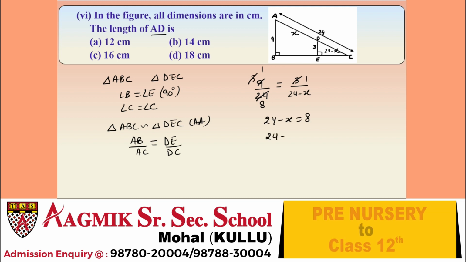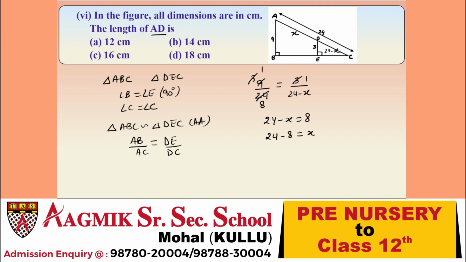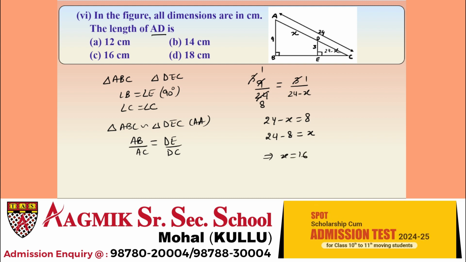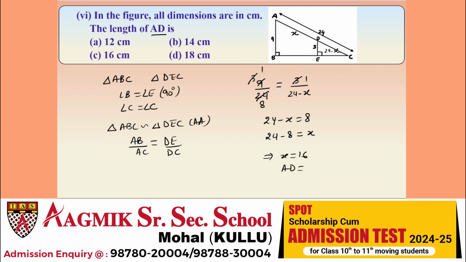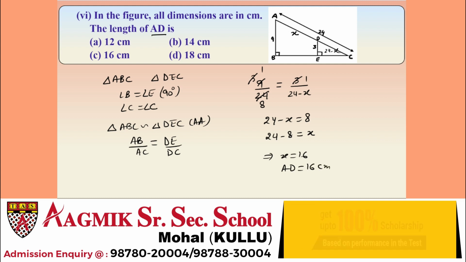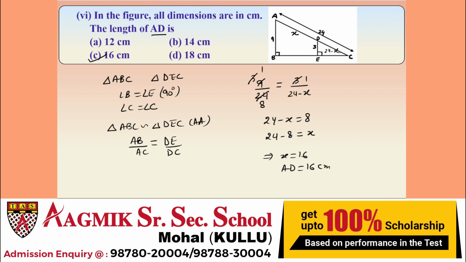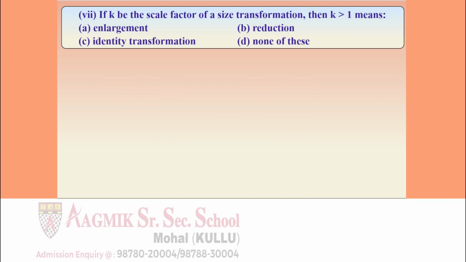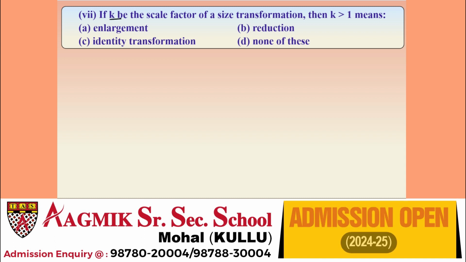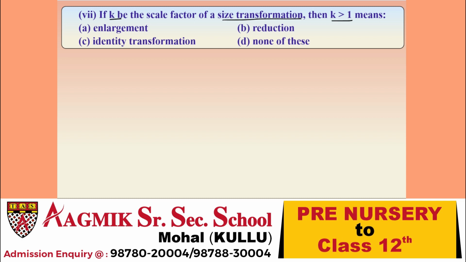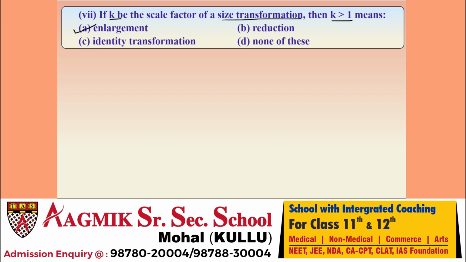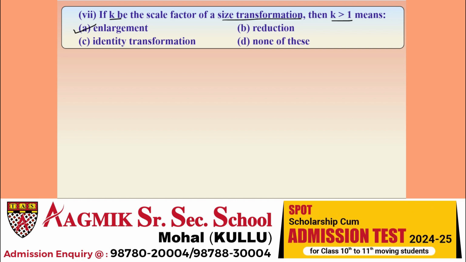So 24 minus 8 would be equal to x. So that means your x will be equal to 16, which we had assumed as AD. So therefore AD will be equal to 16 centimeters. That means C option here would be correct, right? Now part 7 is, if k be the scale factor of size transformation, then k greater than 1 means. Now if k is greater than 1, it means your size will get enlarged. So A option will be correct.